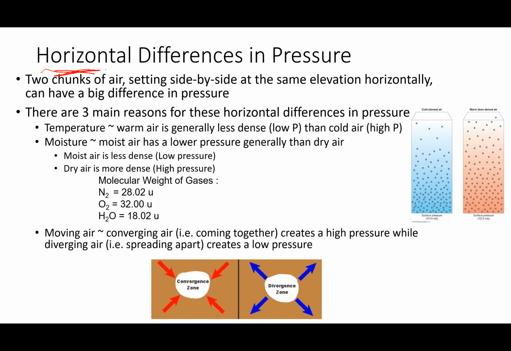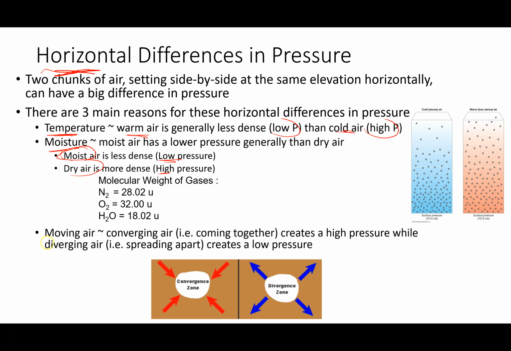So horizontal would be flat across the Earth's surface, not going up. So how do we get differences in pressures? One is temperature, and as it turns out, warm air has a low pressure, cold air has a high pressure. It could be moisture, and this is kind of counterintuitive. If it's a moist air mass, it's actually going to be low pressure. If it's dry, it's going to be high pressure. Dry, high, get it? I don't know.